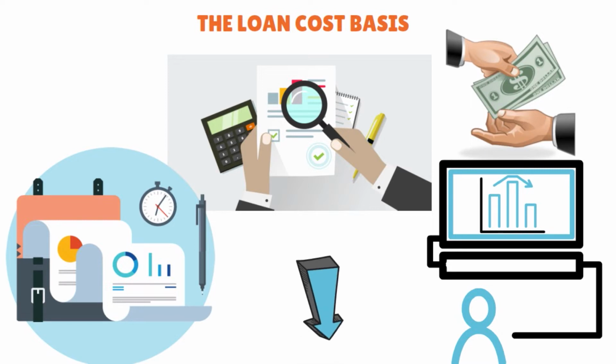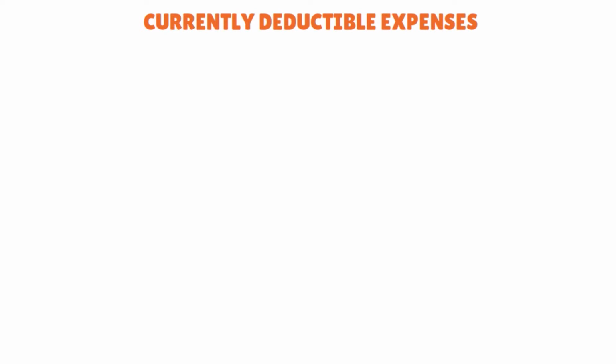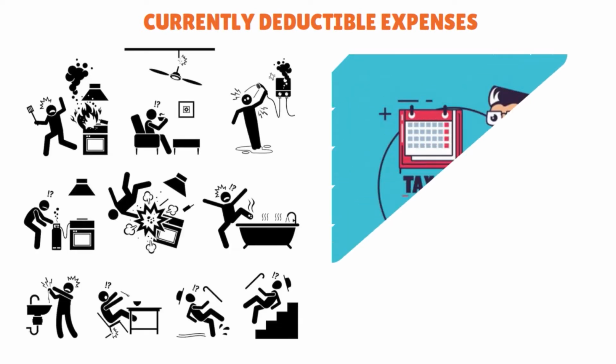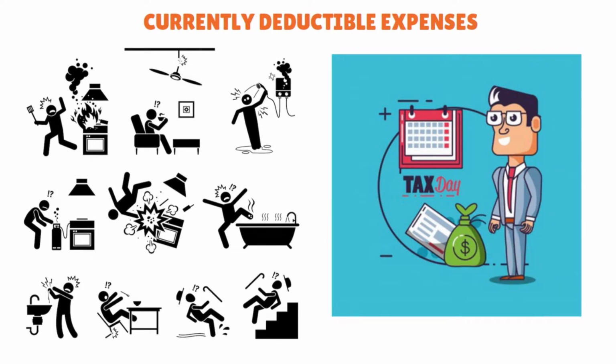All right. So you also have the currently deductible expenses. I'm talking about hazard insurance, property taxes, and other miscellaneous expenses. These expenses do not need to be amortized or depreciated. But they're simply deducted in full the first year.